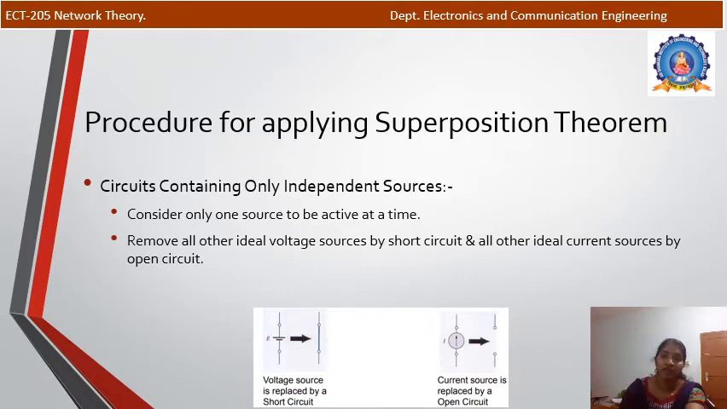So if there are two sources, we will consider only one source and remove the effect of the other source. In order to remove the effect of the other source, if it is a voltage source, we will short it. If it is a current source, we will open it. Okay, that we already did in Thevenin's and Norton's theorems. Similarly, a voltage source can be replaced by a short circuit, and a current source can be replaced by an open circuit.